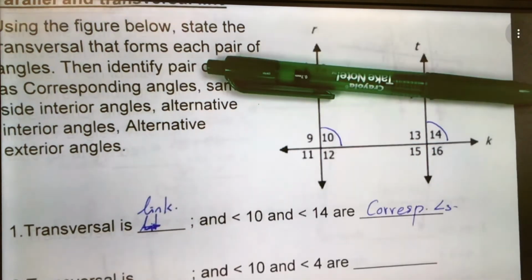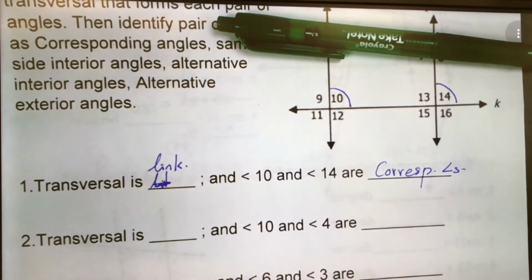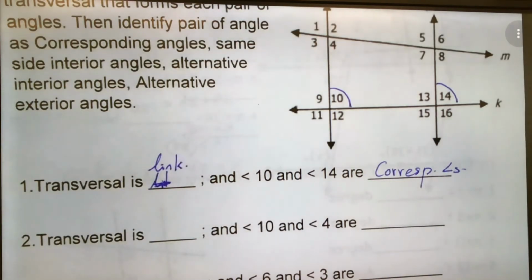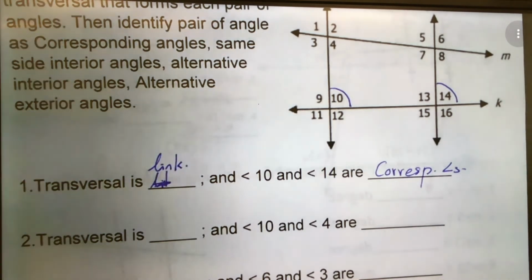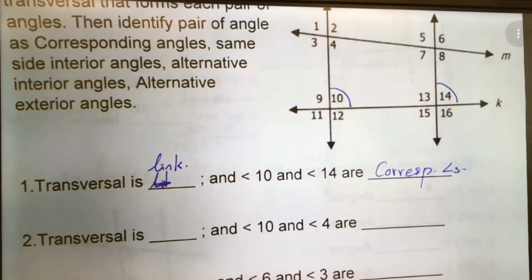So here are the next two more questions. Take a moment and find out what type of angles they are. The first one is the common line is the transversal. The common line for both angles is the transversal line. I hope you have done those two questions. So let us see what type of angle pairs they are.